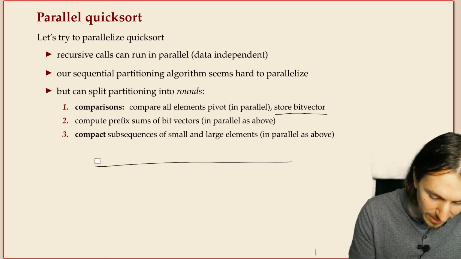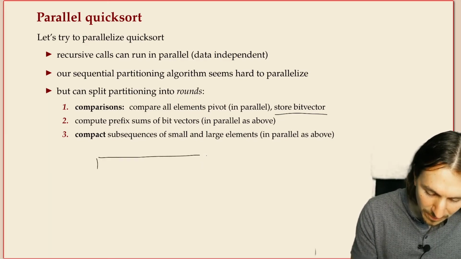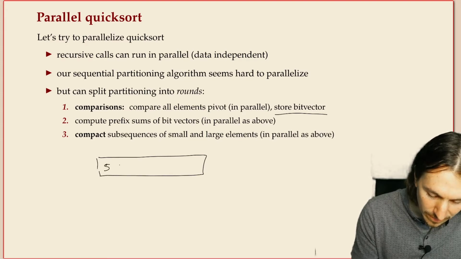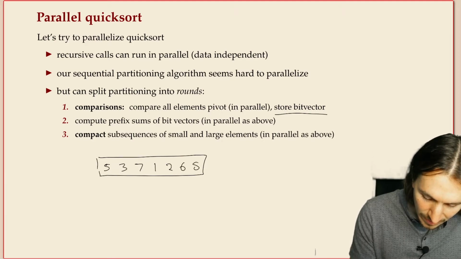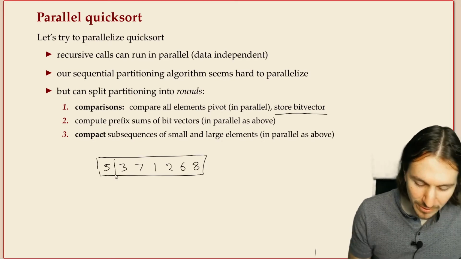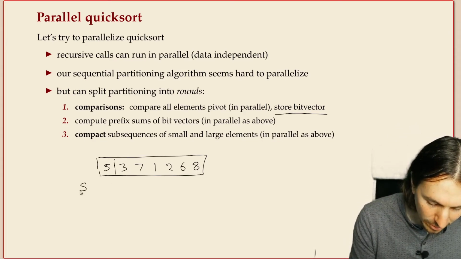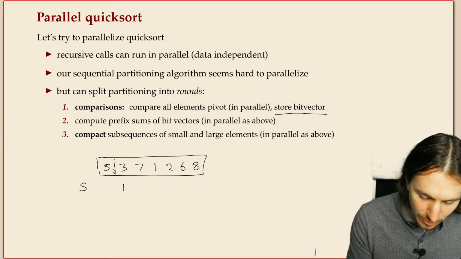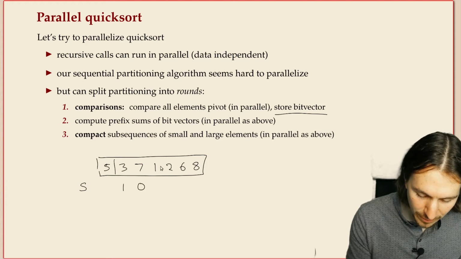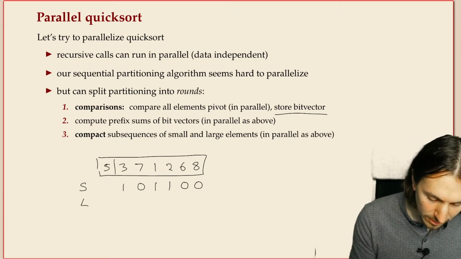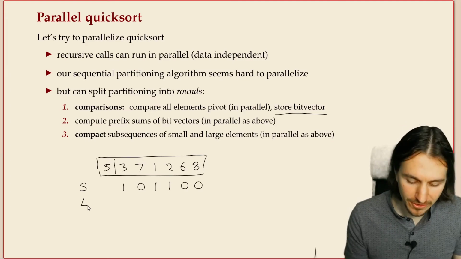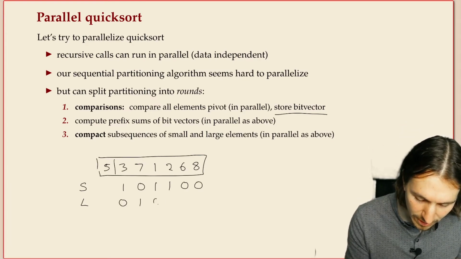Again, I want to make it really small so that it doesn't eat up too much time. I'm just making this up. And let's say 5 is our pivot. So what we would do is we store a bit vector smaller, and then 3 is smaller than 5, 7 is not smaller than 5, 1 is smaller than 5, 2 is smaller than 5, 6 is not, 8 is not. And it might be helpful to do the same thing for the larger elements, which here is effectively just negating everything.